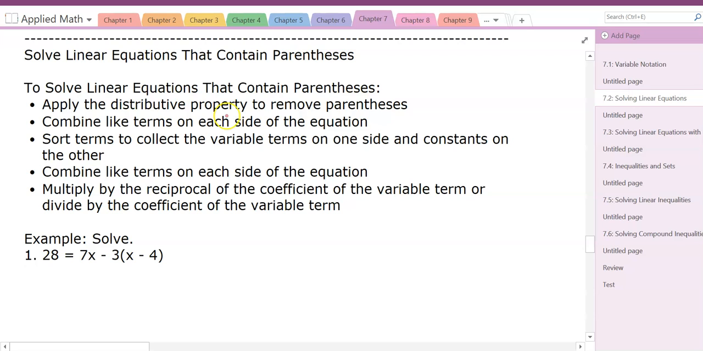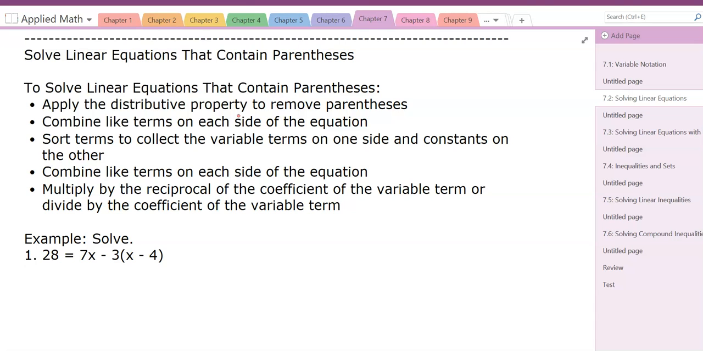So apply the distributive property to remove the parentheses from the equation, combine any like terms that you have like we've been doing, get your letter term, like usually to the left side of the equation, and then your number term on the right side, so that then you can finish out by either multiplying or dividing.